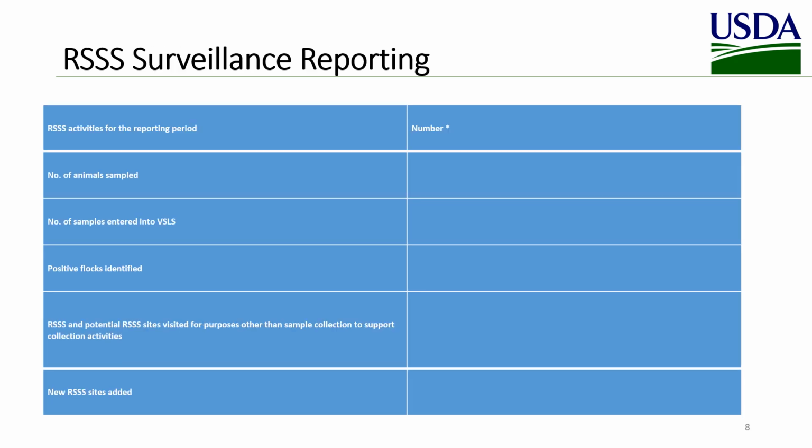For slaughter surveillance reporting, we'd like to know the number of animals sampled, the number of samples entered into VSLS, the Veterinary Services Laboratory Submission System, the number of positive flocks identified, and any visits made to slaughter plants for purposes other than sample collection, for example, to encourage them to join as a collection site or any other training needed for those personnel, and the number of new RSSS sites added.